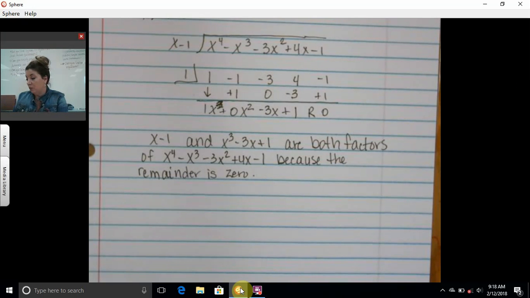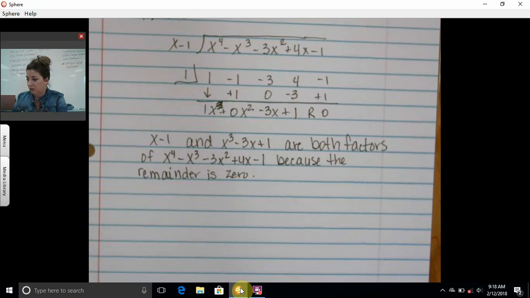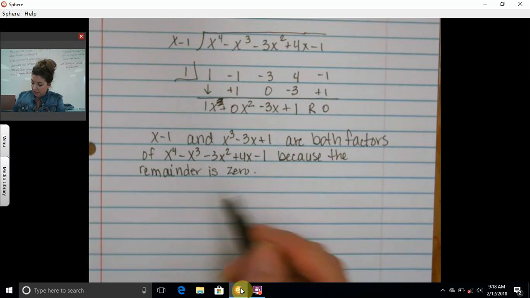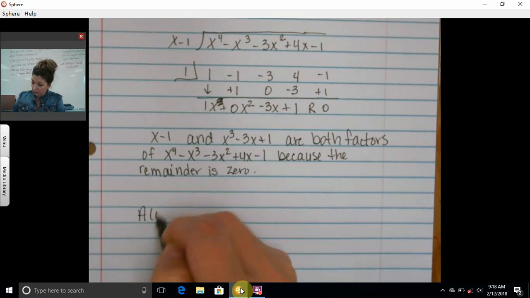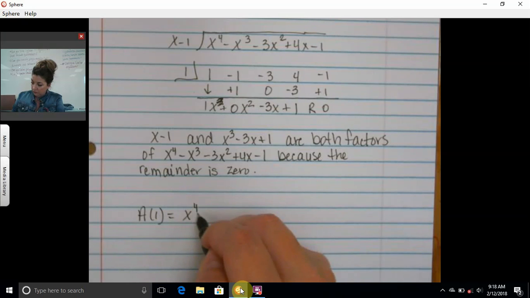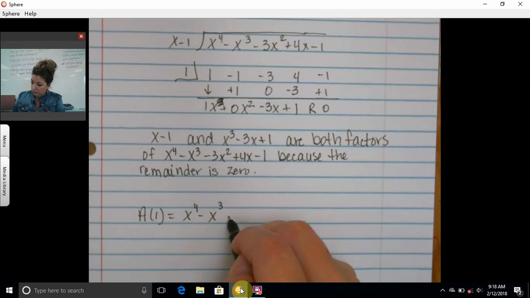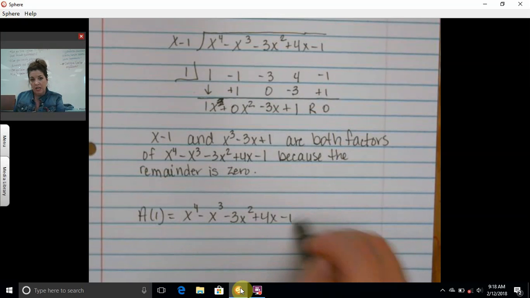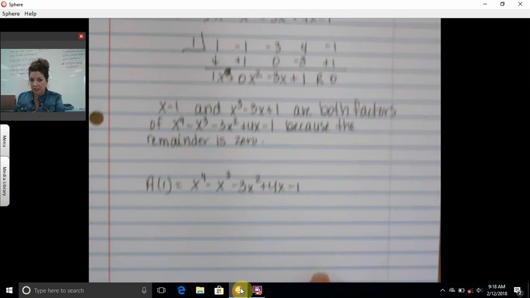So let's just see if when we substitute 1 into function A, if we will also get 0. Okay? So let's find A of 1. And wherever I see an x, I'm going to substitute in a 1.